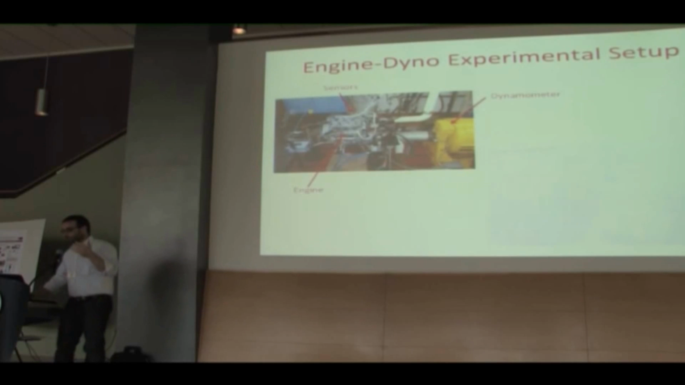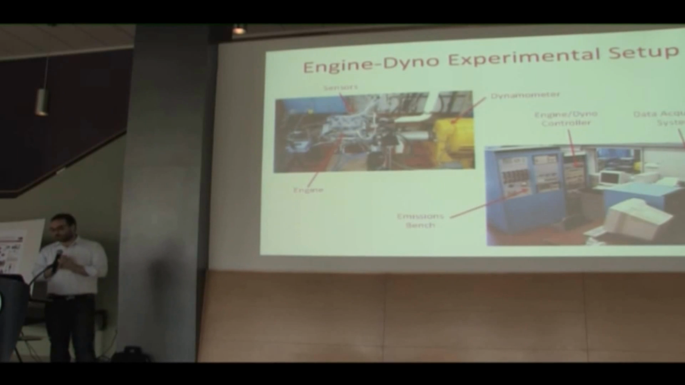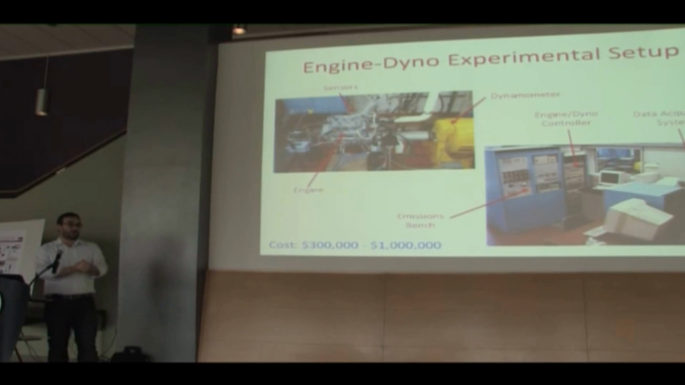On the other side of this room, you have the control room, right? And this will have an engine dyno controller. It will have a data acquisition system. It will have an emissions bench that measures what emissions come out of the engine. And this is all very nice and good, but the cost can be pushing $1 million. And of course, not every university, not every class can have a lab like that associated with the class.